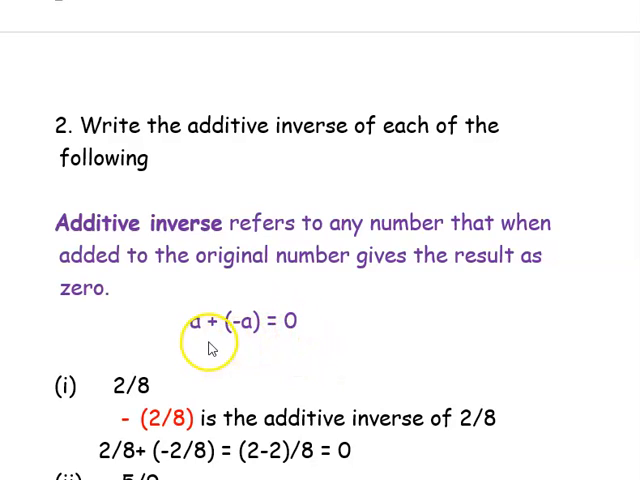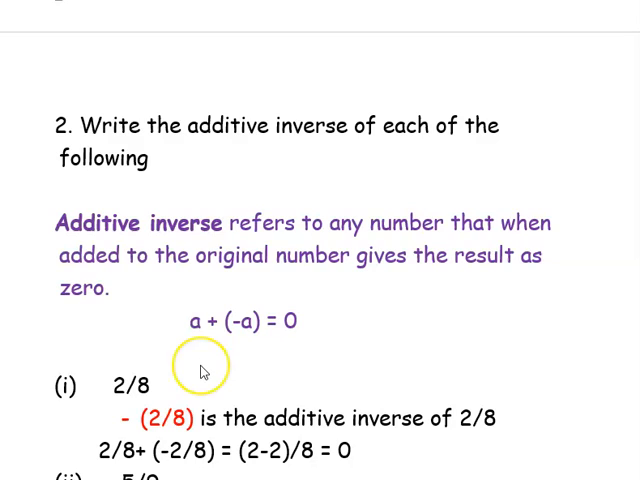the only possibility is to add the negative of the same rational number, that is a plus negative of the same a, which is −a, is equal to 0. If you add these two numbers, you will get the result as 0. So the additive inverse of a is −a. Suppose −a is given, then the additive inverse of −a is a.